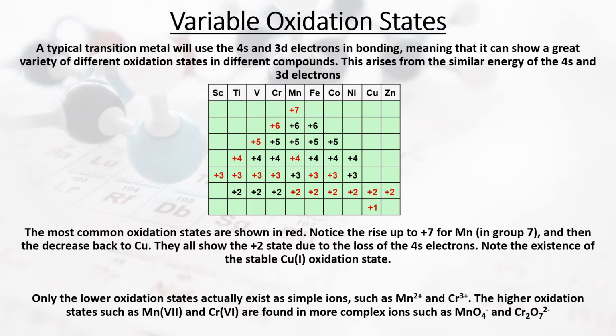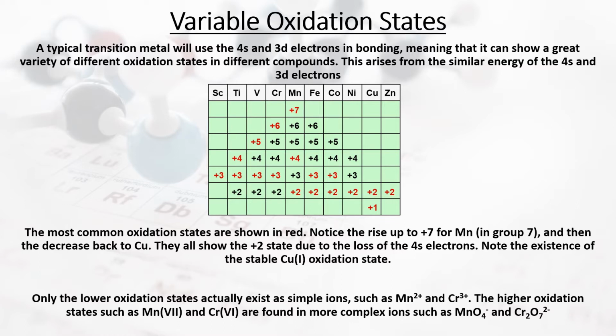So notice that there is this increase up to +7 for manganese, which is in group 7 of the periodic table. And then you can see that as you go from the middle back down to zinc, we decrease in the maximum oxidation state we can reach. So iron is down to +6 as a maximum, cobalt +5, nickel +4, and so you can see that generally it drops back down to having just the +2 oxidation state for zinc at the end.